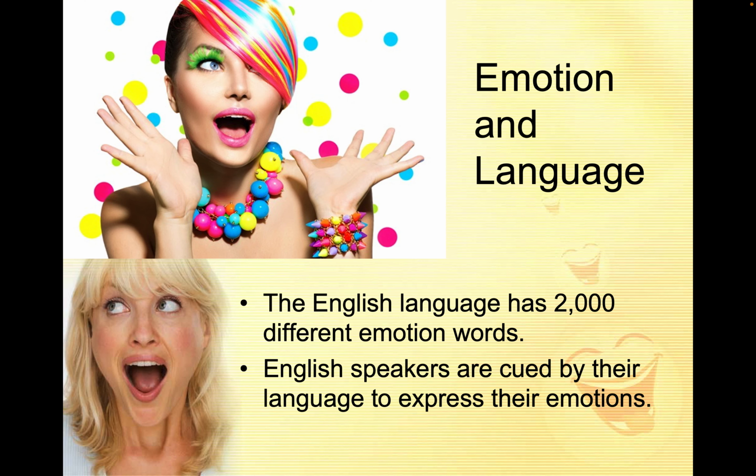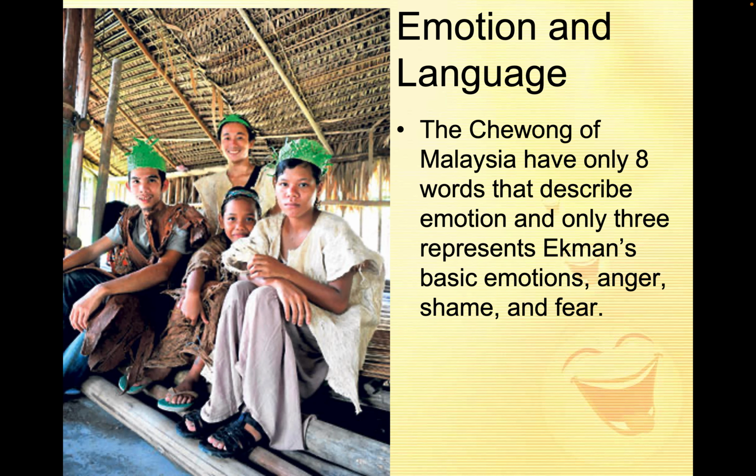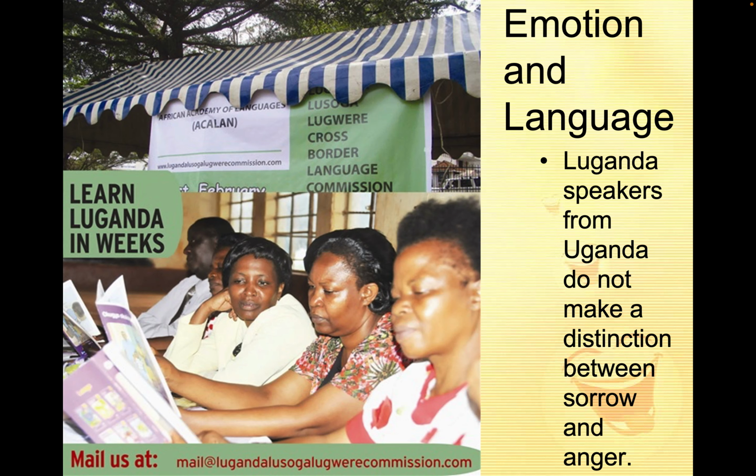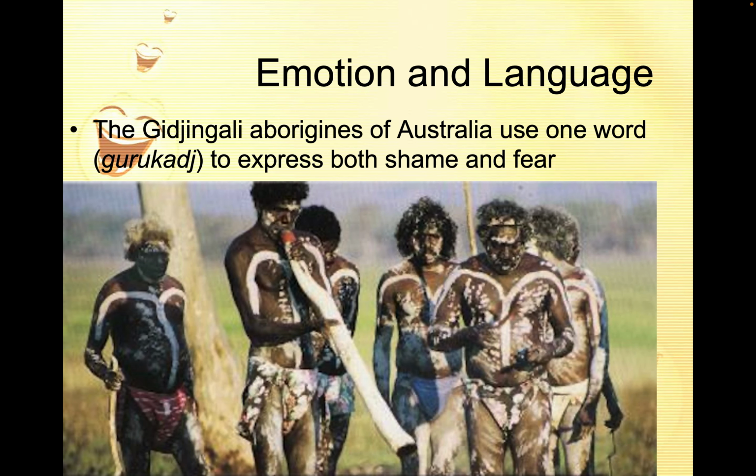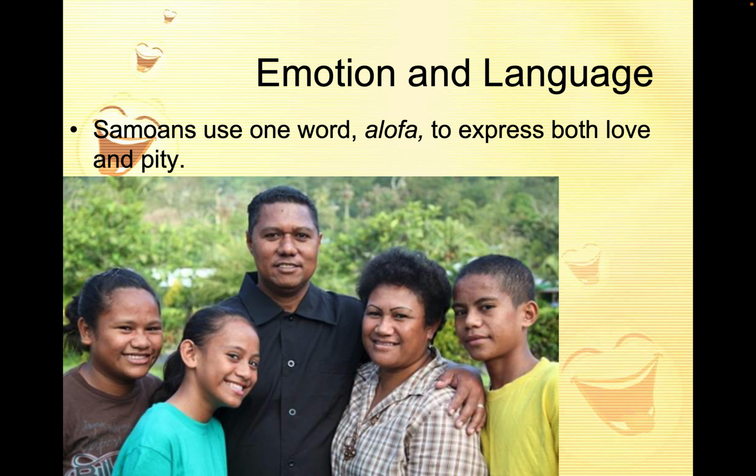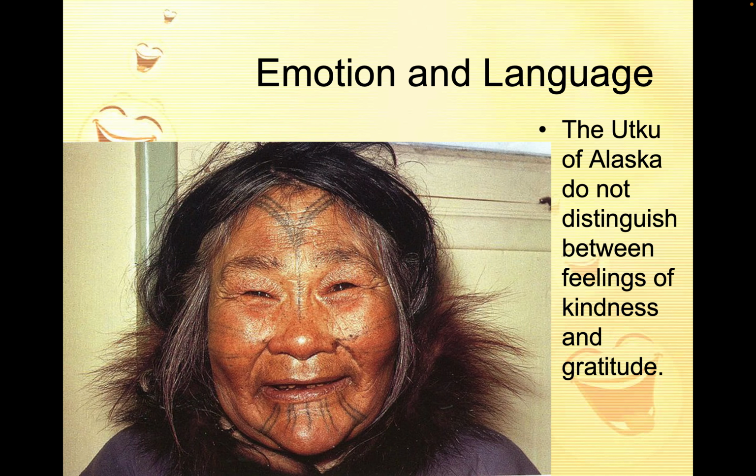The English language has 2,000 different emotion words. English speakers are cued by their language to express their emotions. The Chewong of Malaysia have only 8 words that describe emotion, and only 3 represent Ekman's basic emotions: anger, shame, and fear. Luganda speakers from Uganda do not make a distinction between sorrow and anger. The Gidjingali Aborigines of Australia use one word, Guru Kaj, to express both shame and fear. Samoans use one word, Alofa, to express both love and pity. The Utku of Alaska do not distinguish between feelings of kindness and gratitude.